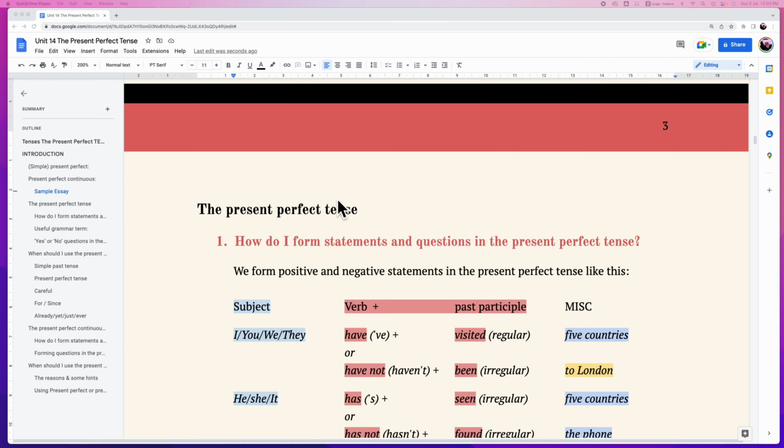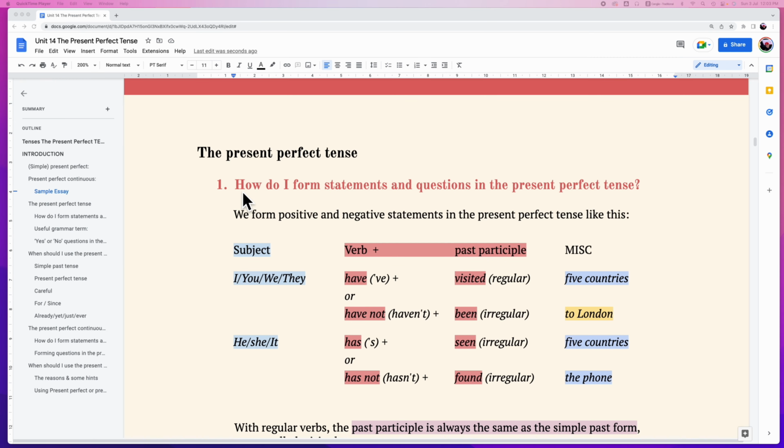This video is about present perfect tense. Let's get started. Last video, we talked about and introduced two areas that we are going to cover: the present perfect tense as well as present perfect continuous. Today, we talk more about present perfect tense. Let's take a look at how many areas we are going to cover.